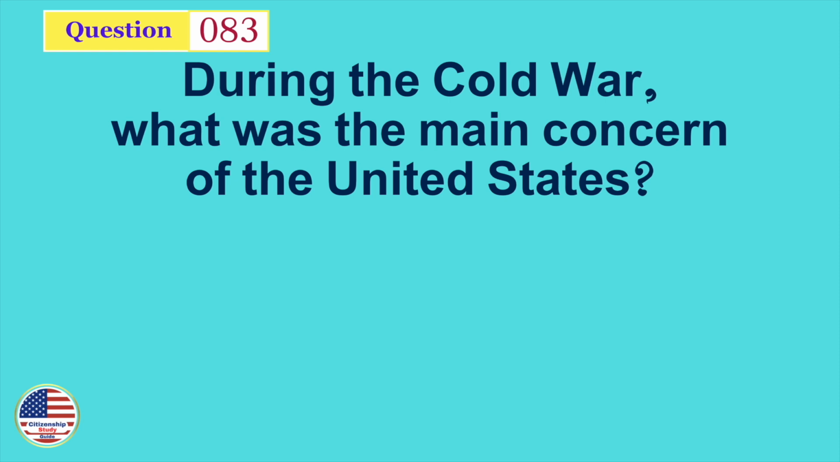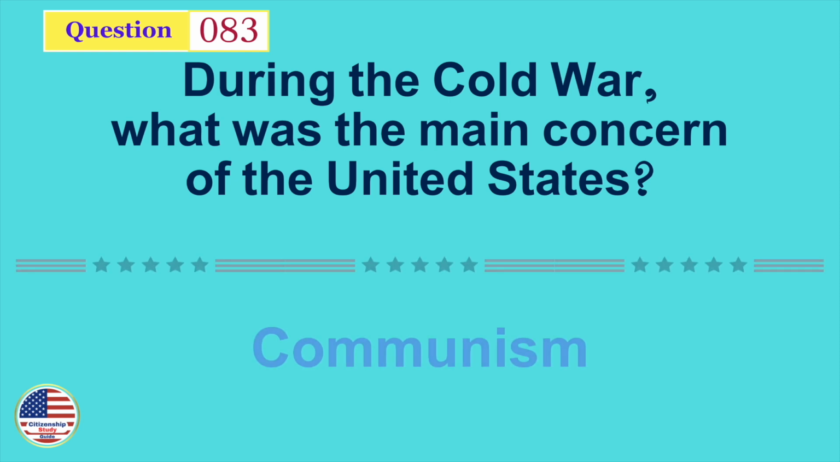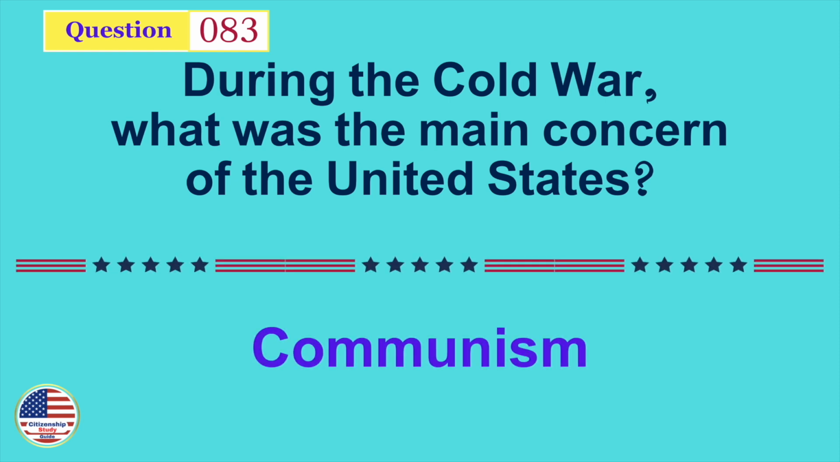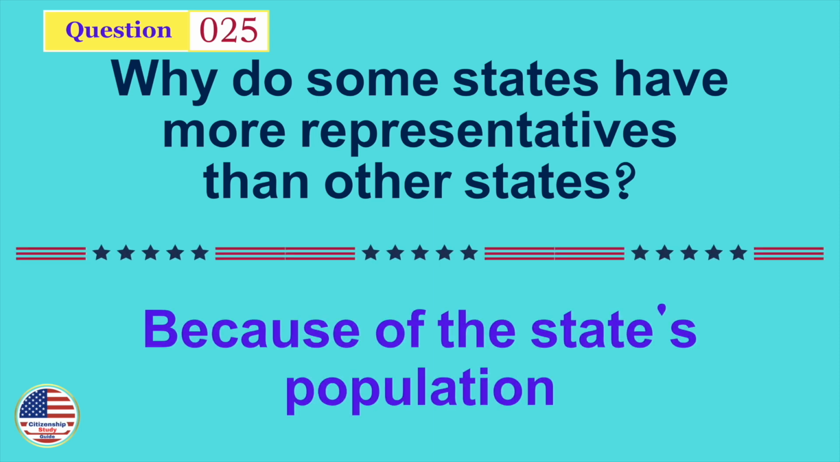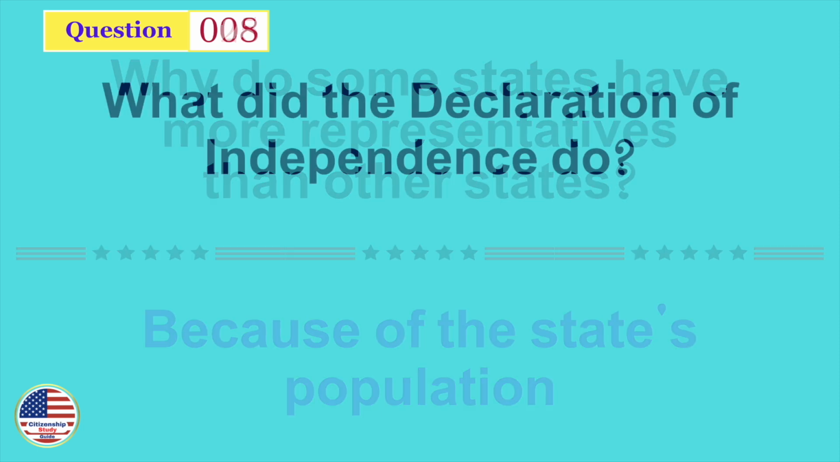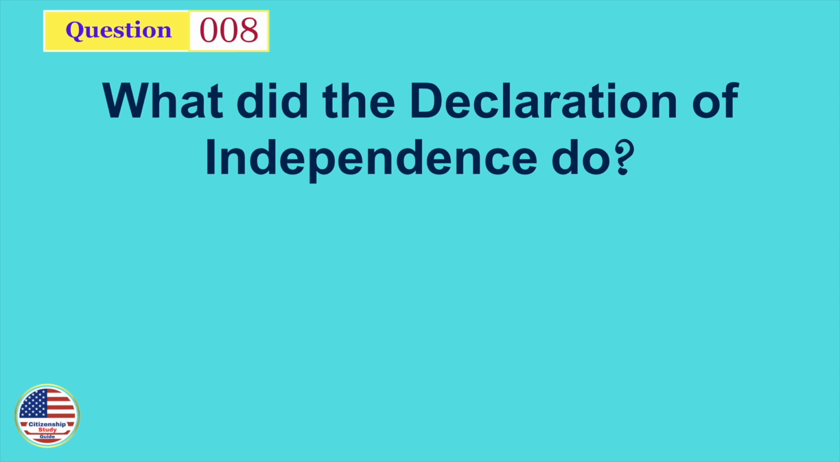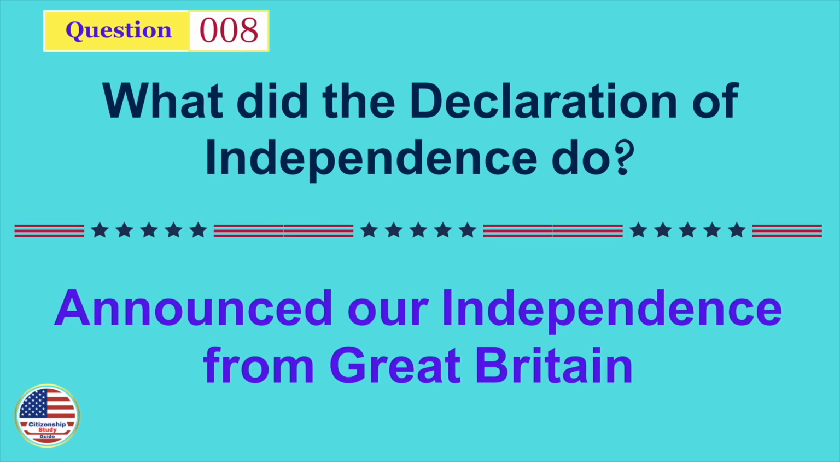During the Cold War, what was the main concern of the United States? Communism. Why do some states have more representatives than other states? Because of the state's population. What did the Declaration of Independence do? Announced our independence from Great Britain.